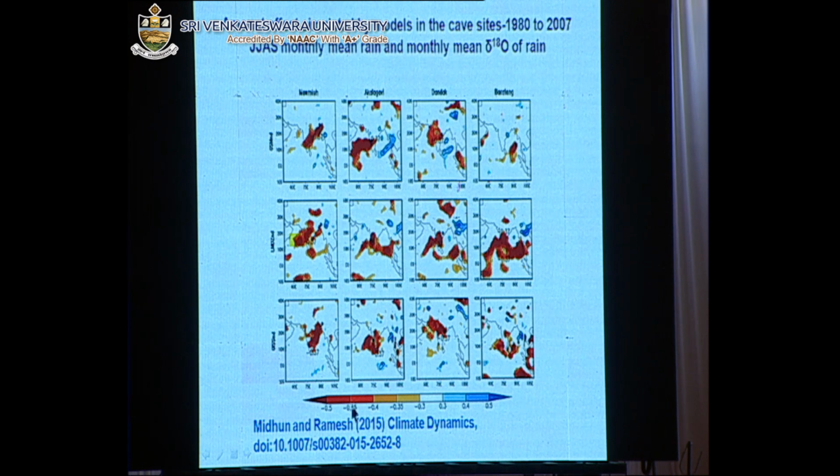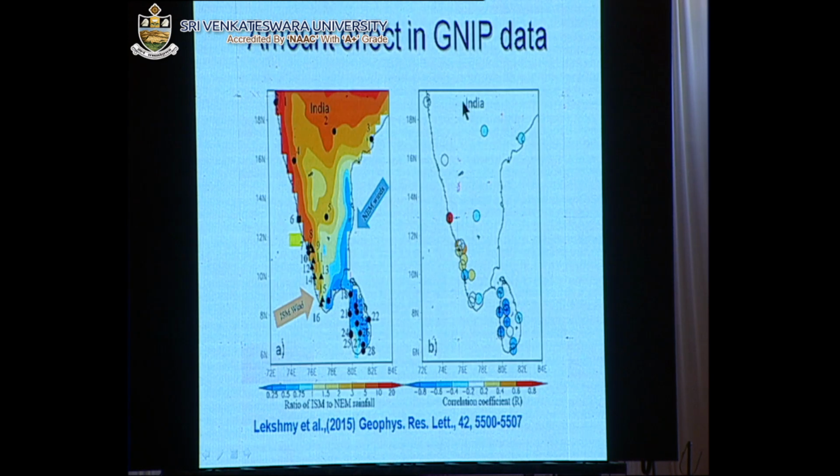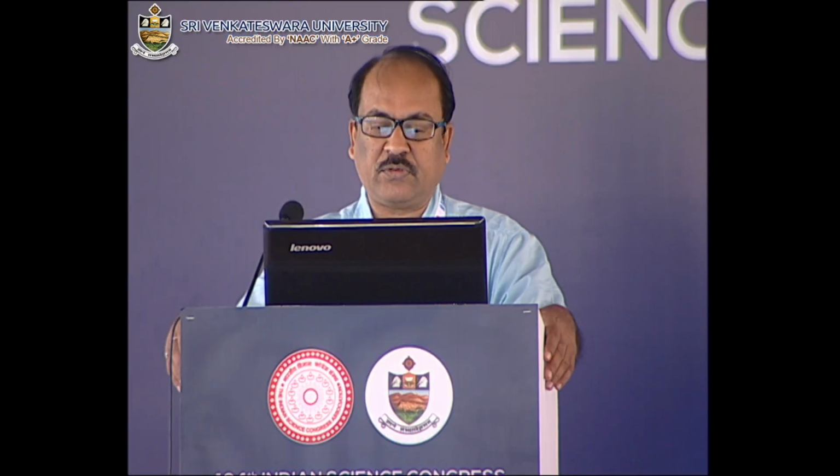Yes, because this negative correlation is the red patch. You can see red patches everywhere. So the models seem to be able to simulate this oxygen isotopic composition.